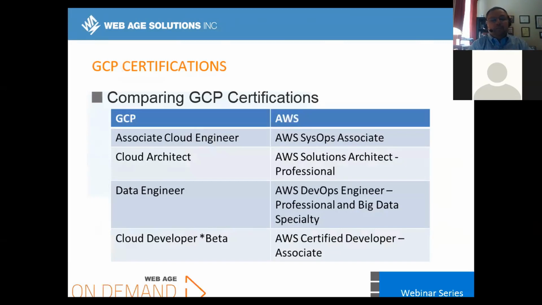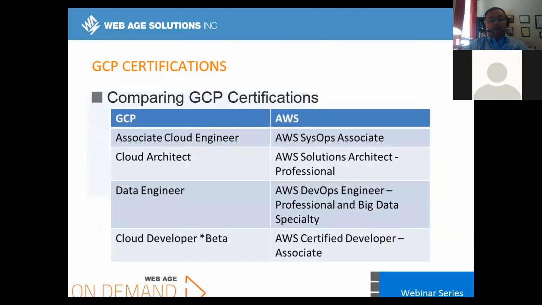So if you go to the Google Cloud website and go to the Cloud Developer webpage, the link for the developer beta is available. When I looked on Criterion, you could schedule it up until December 28th or so, so there's plenty of time to take it if you so choose. But the Cloud Engineer is comparable to the SysOps. The Cloud Architect is comparable to the Solutions Architect Professional.